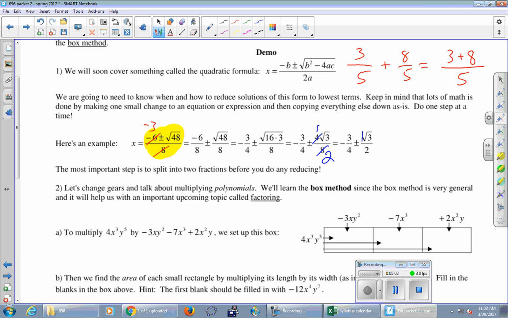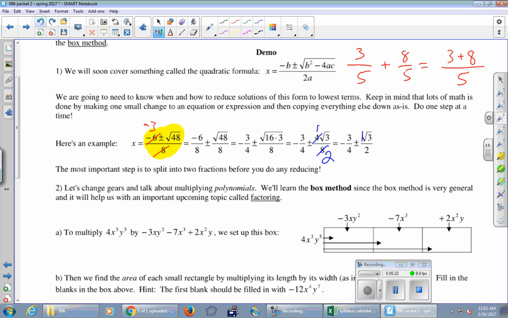Negative, I'll put a -3, and on the bottom, 4, right? Seems reasonable. -6 and 8 reduce, -3 and 4. However, that square root of 48 now appears to have what denominator? A 4. It doesn't have a 4. What's the denominator for that square root of 48? It's 8. It is not affected by this reducing that happens here.